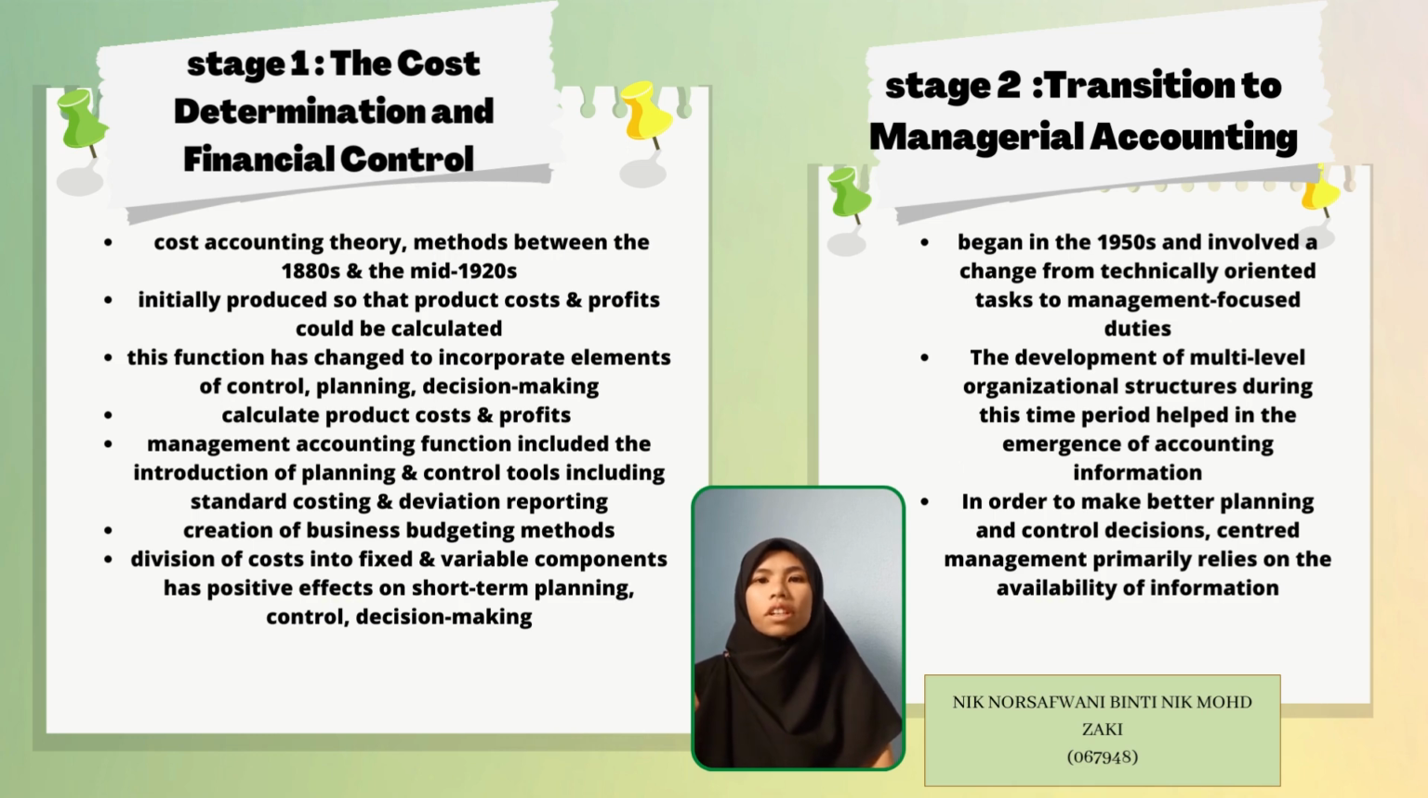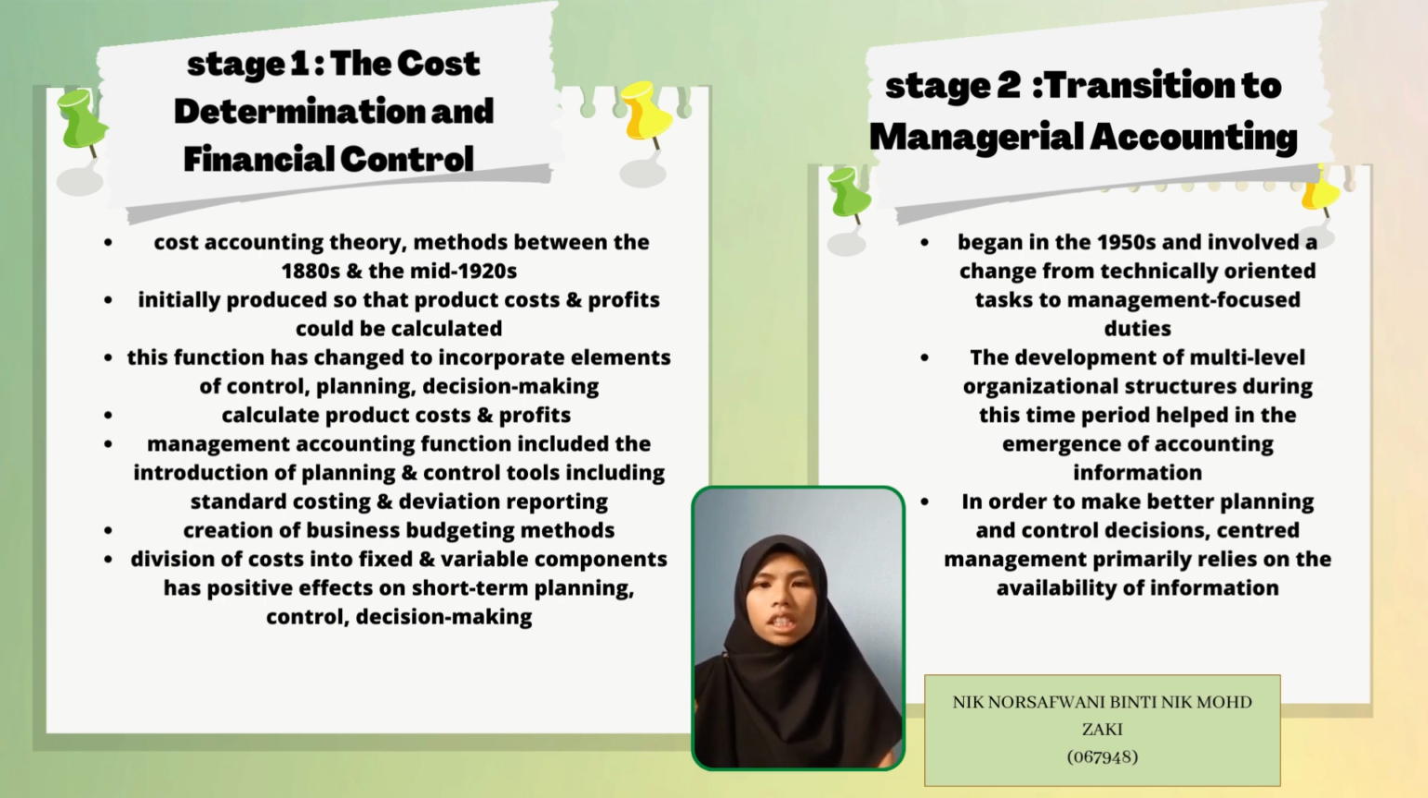Cost accounting was developed as a result of quick advancement in cost accounting theory and methods between the 1880s and the mid-1920s. Information on cost accounting was initially produced so that products' costs and profits could be calculated. However, over time, this function has changed to incorporate elements of control, planning and decision making.